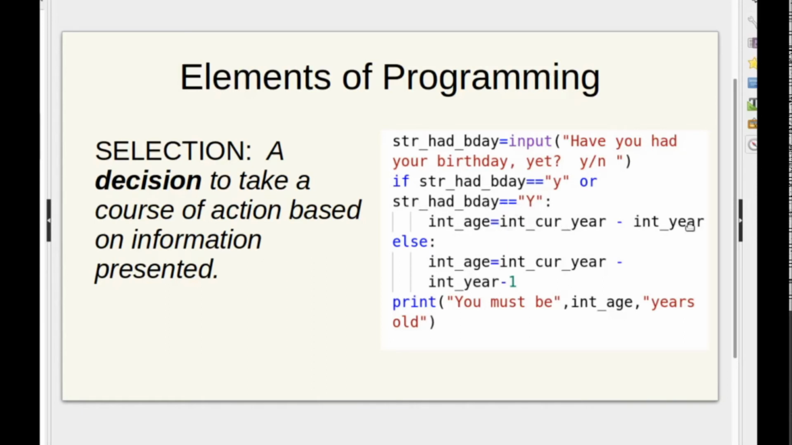So this is the decision point. Based on the information presented, calculate on this basis. Else, based on the information presented, calculate on a different basis. Only then can you print, you must be this variable years old. That is selection in a nutshell. Either do this based on this information, or do that based on that information.